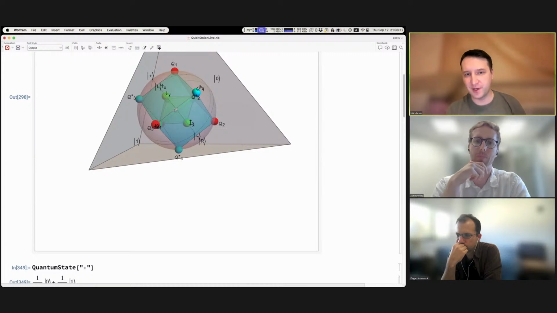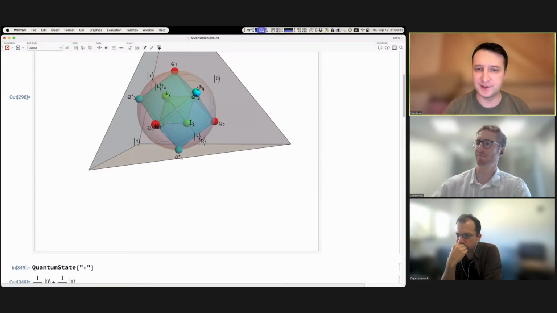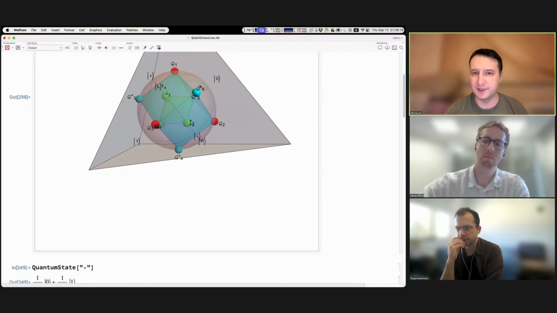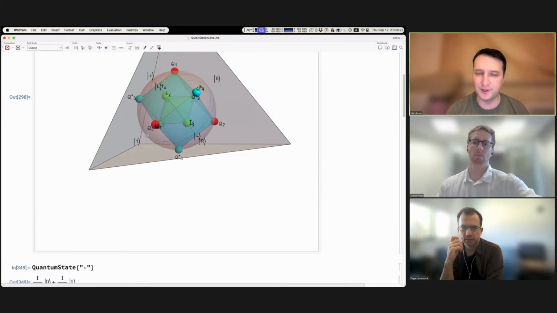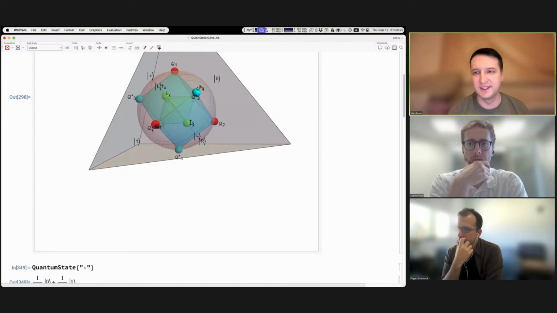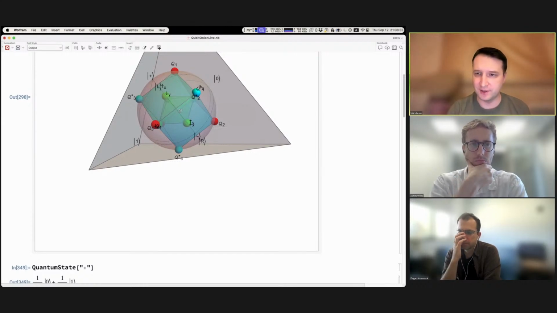Projective measurement takes your quantum state and projects it somewhere onto the axis, and it becomes mixed. Unless you measure exactly this state or this state, those are the only points on the sphere that project to themselves. Any other point actually projects into the bulk, so it becomes mixed. And in the extremal case, it projects to the center.